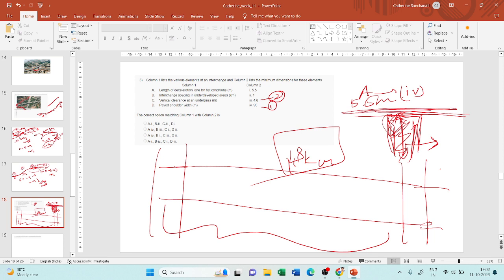And paved shoulder width. You know what a shoulder is. And what is a paved shoulder? A shoulder which is paved using bitumen or concrete is a paved shoulder. So the paved shoulder width has to be 1 meter. So the answer to this is B.